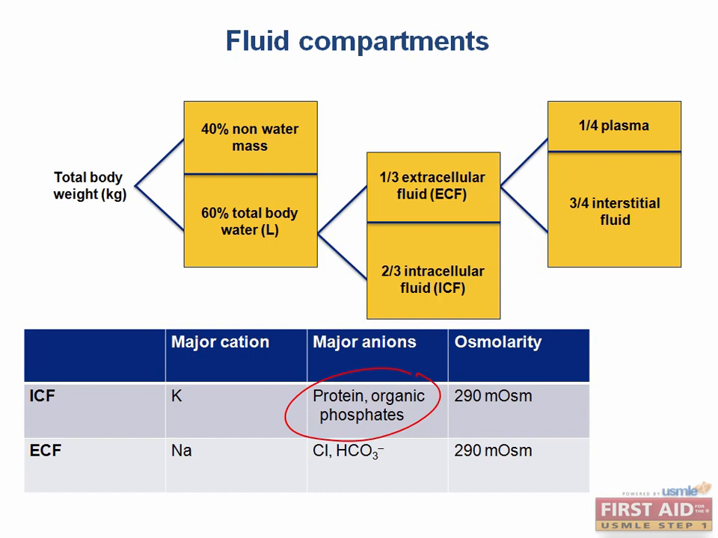In the ECF, the major anions are chloride and bicarb. Remember that the bicarb is used as an extracellular buffer system as well as a means to transport carbon dioxide. Now quickly, can you remember the other two ways CO2 is transported in the blood?